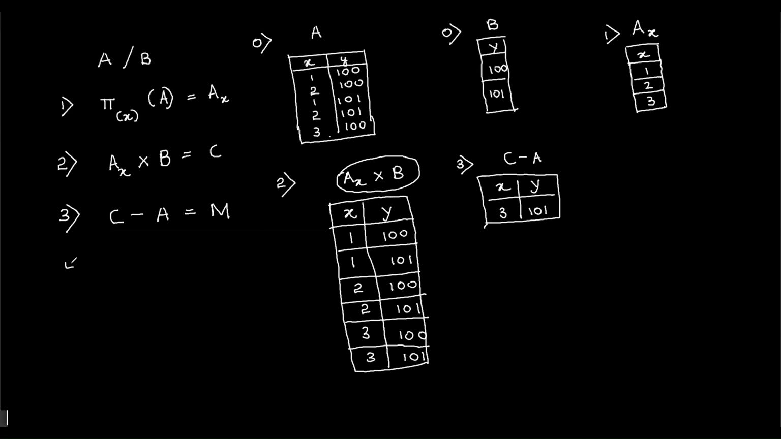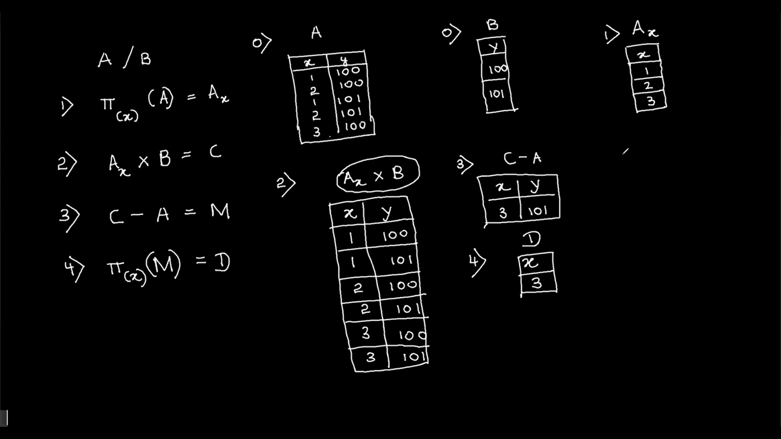Then we will find the disqualified X values. How can we do that? We will project by only the X attribute of M. This will be the disqualified values. So the disqualified values will be X3. This one is disqualified. This one is disqualified.